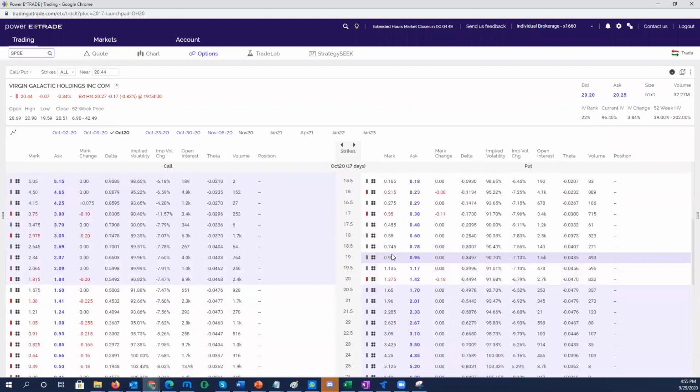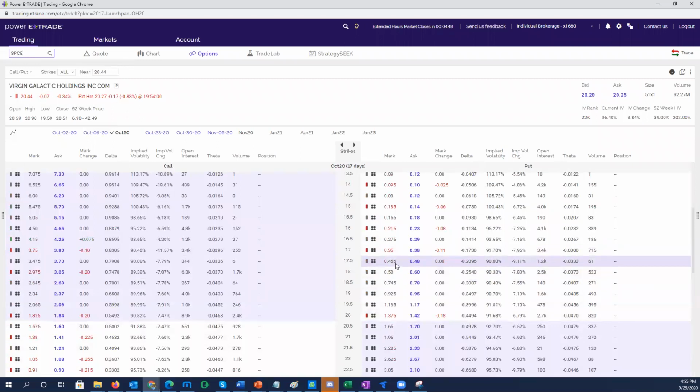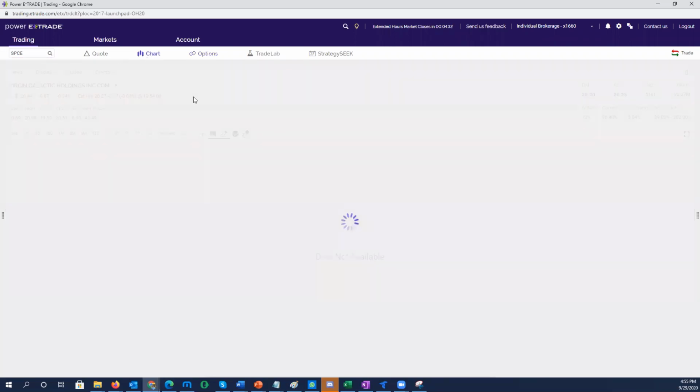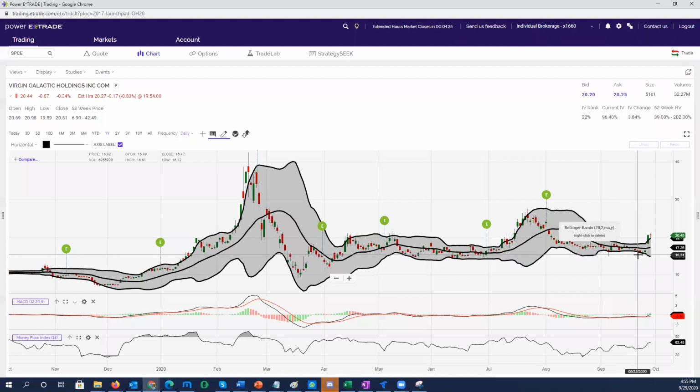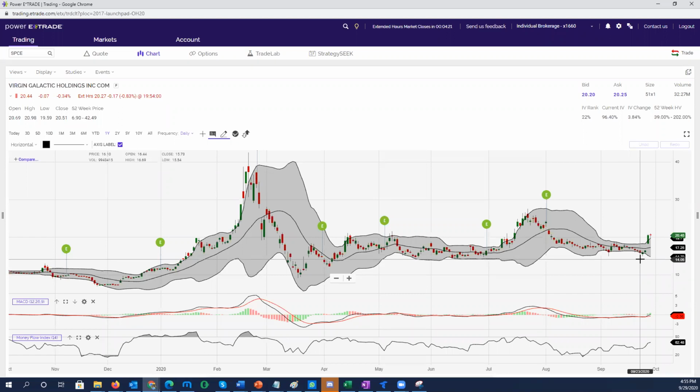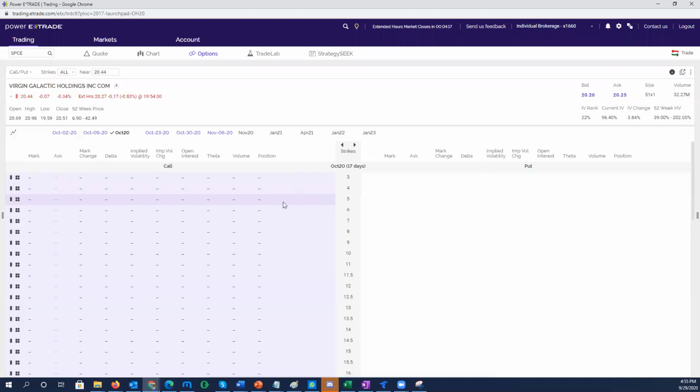Whenever you are selling a put, you are agreeing to buy the stock. So in the worst case, you can buy the stock and hold it, and you can start doing covered calls. How? Suppose this is trading at 20, and if you see the chart here, SPC is going up. But when SPC was going down, right here around $15, people started selling $13 puts or something like that. But right now let's discuss this one.